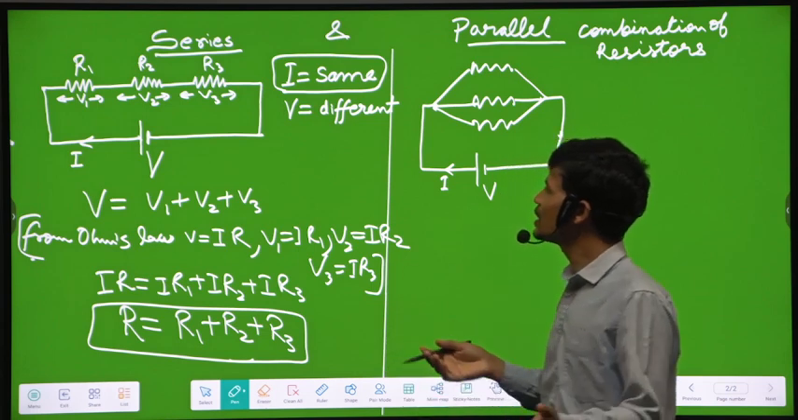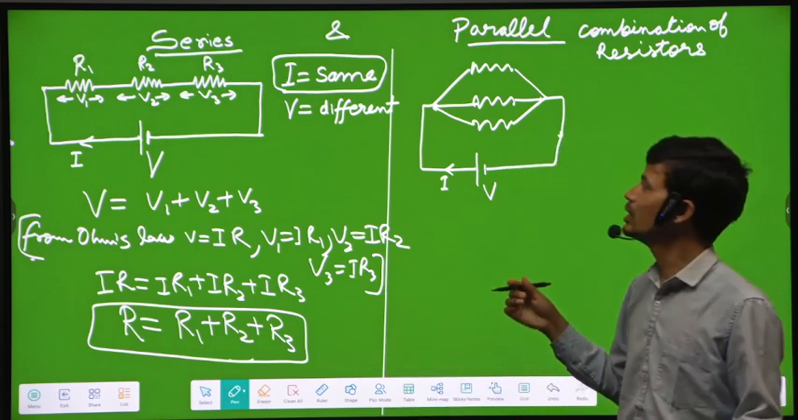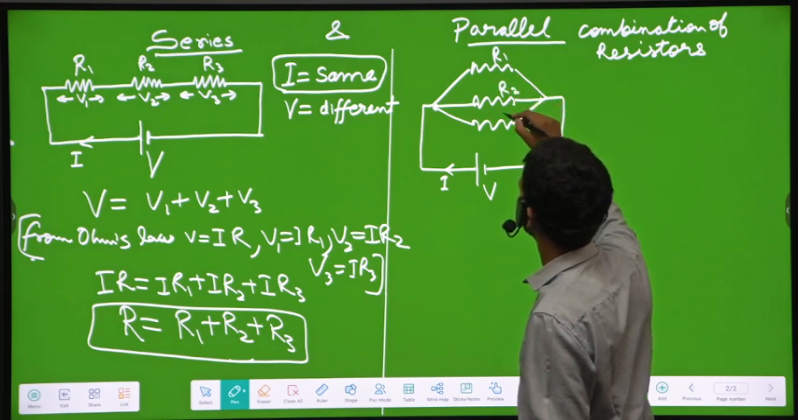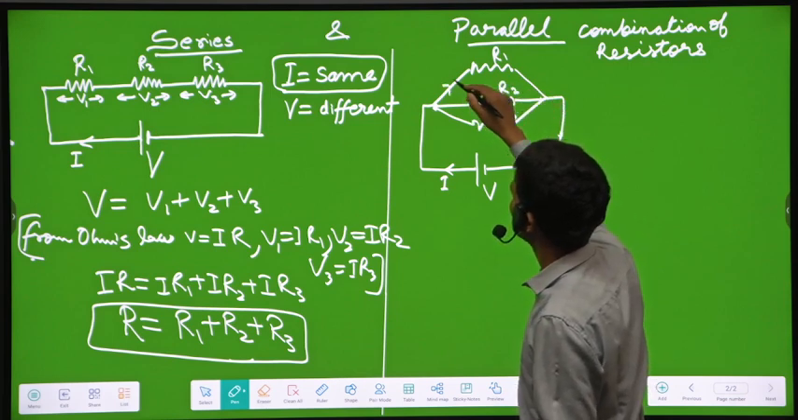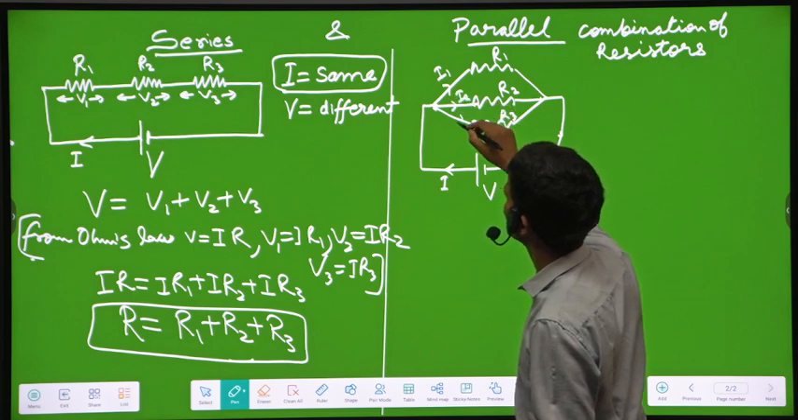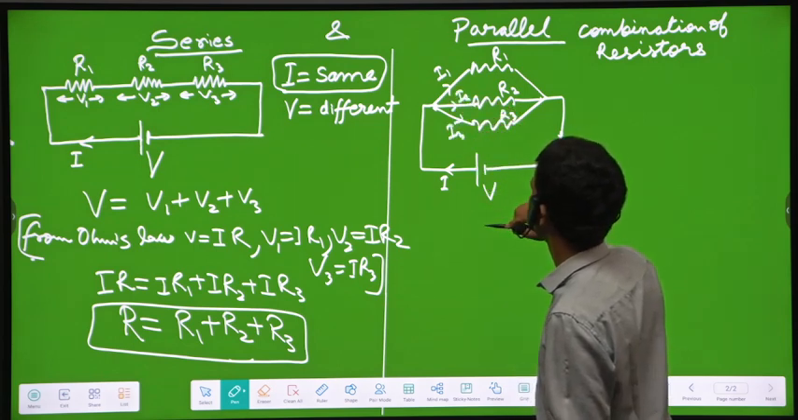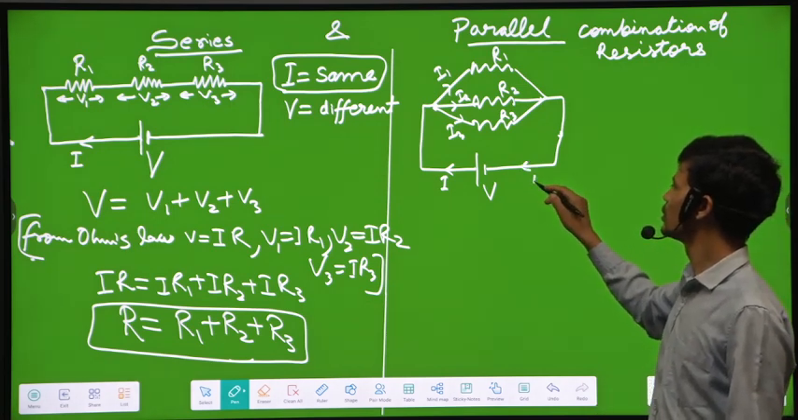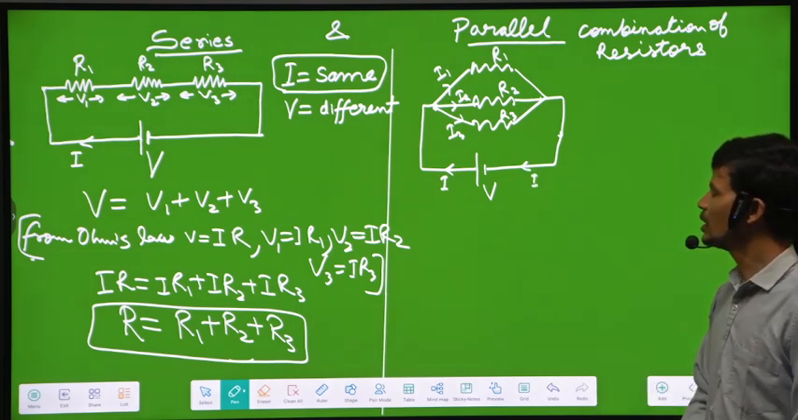And I'm not saying that it will get equally divided. It can be, but I'll say that here I1 current will go, here I2 current will go, here I3 current will go. And then once again, I current will return back.